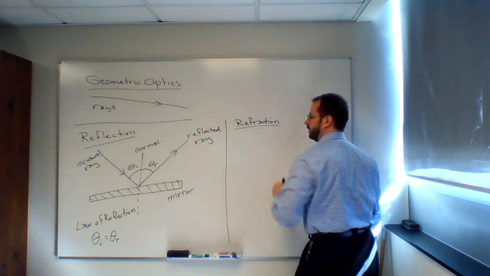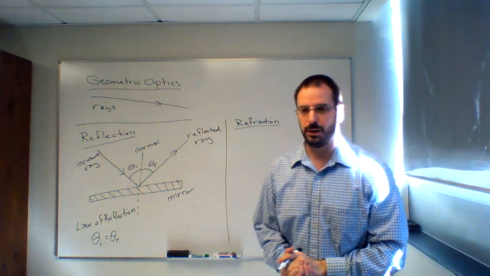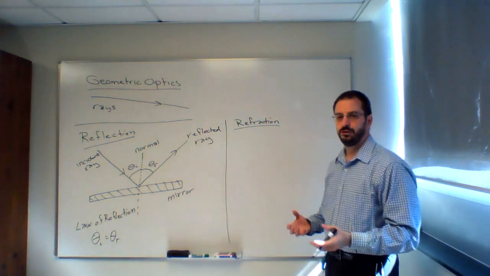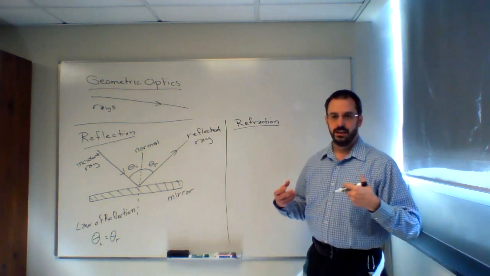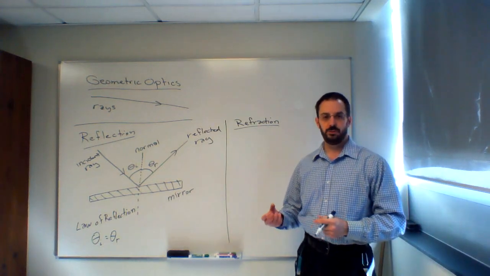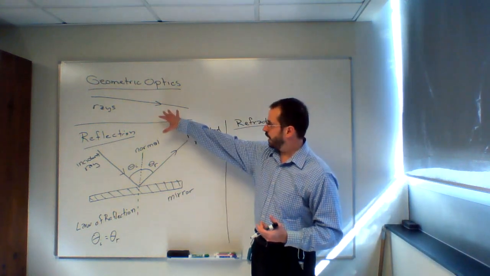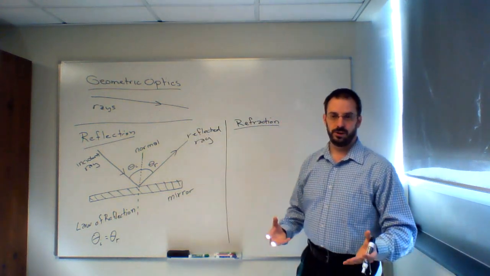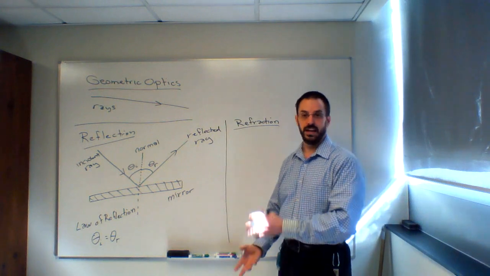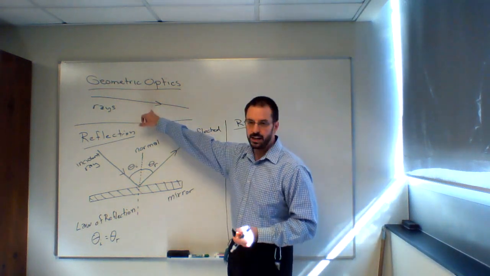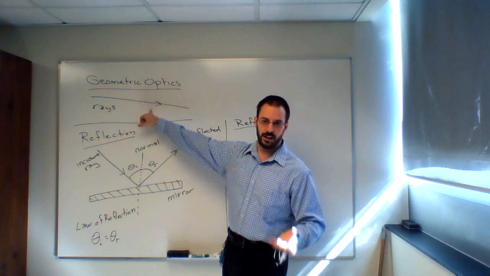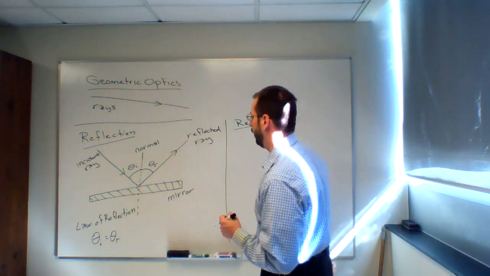refraction. So now, light has an interesting property. When light travels from point A to point B, it will always travel along the path which takes the shortest amount of time. Now, if you're just traveling through vacuum, the shortest time path is also the shortest length path, and the shortest length path is a straight line. And that's why rays tend to travel in straight lines.